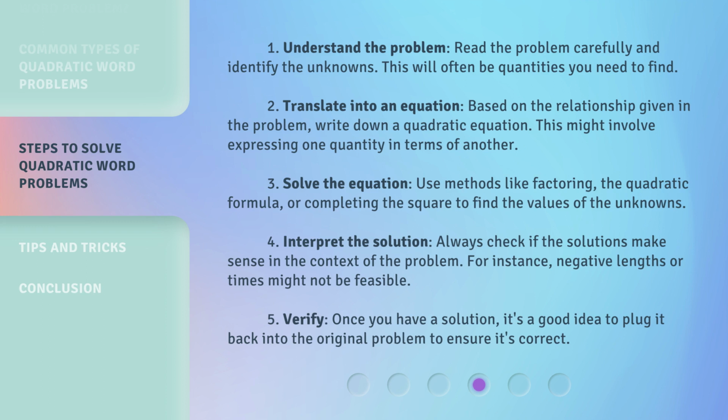3. Solve the equation. Use methods like factoring, the quadratic formula, or completing the square to find the values of the unknowns. 4. Interpret the solution. Always check if the solutions make sense in the context of the problem. For instance, negative lengths or times might not be feasible. 5. Verify. Once you have a solution, it's a good idea to plug it back into the original problem to ensure it's correct.